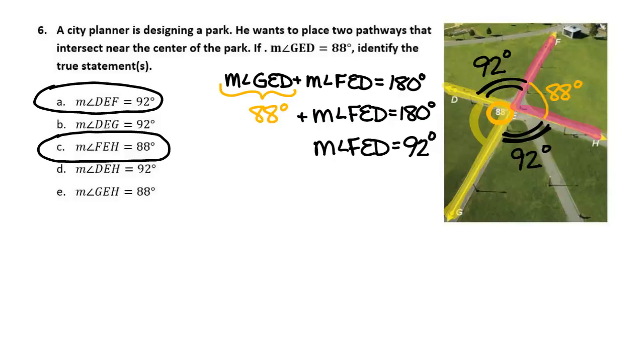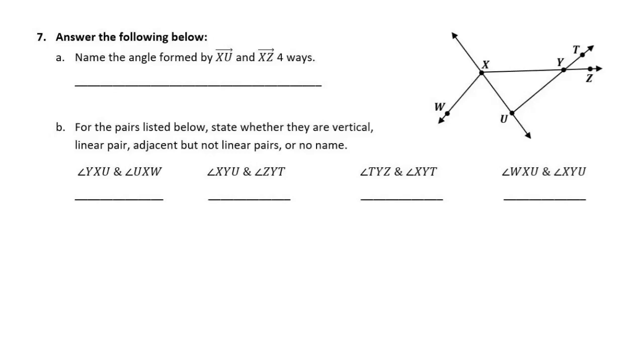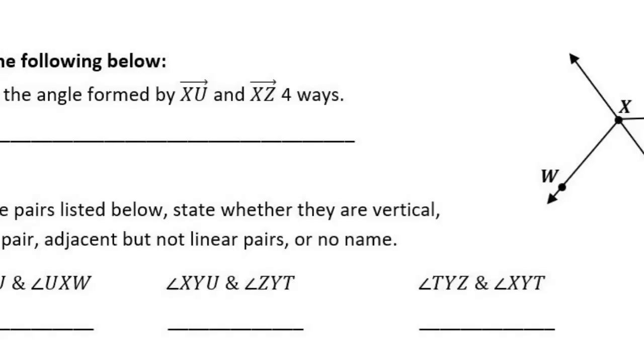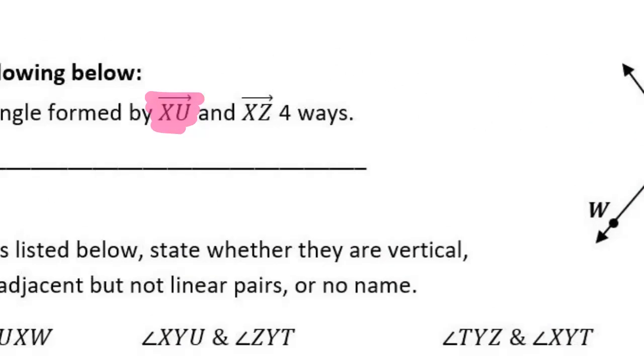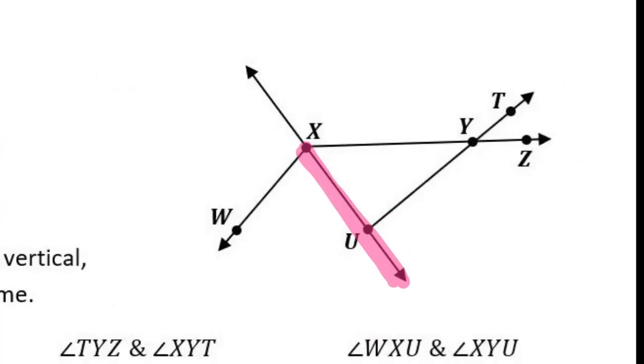All right, let's go look at question number 7 now. We're going to get a little bit more practice with naming and then identifying special angle pairs. First thing we want to do is identify the angle formed by ray XU. Here's ray XU, and ray XZ. Here's ray XZ. We want to name this angle in 4 different ways. What is one possible name for this pink angle?